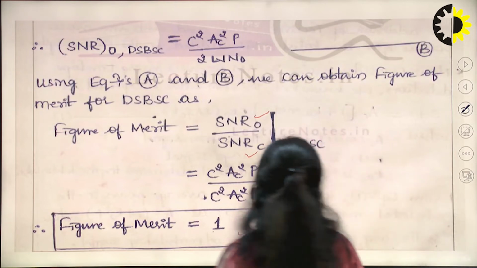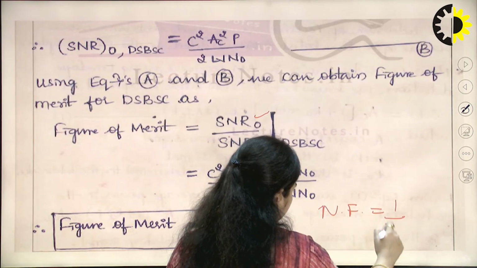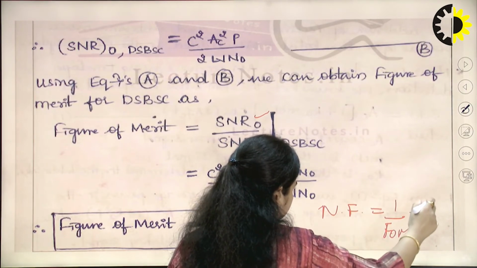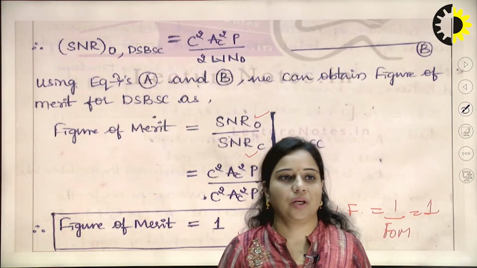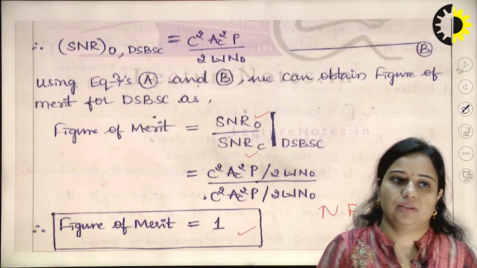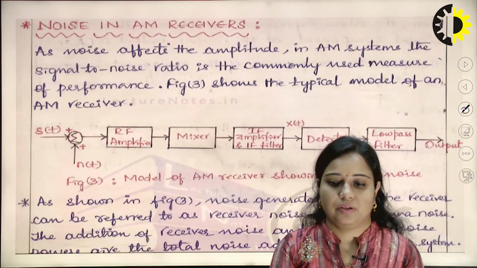From this we can also calculate the noise figure, which is equivalent to 1 upon the figure of merit. Here, since it is 1, the noise figure of the DSB-SC receiver is also unity, and it is a dimensionless quantity. Now, next is noise in AM receivers.